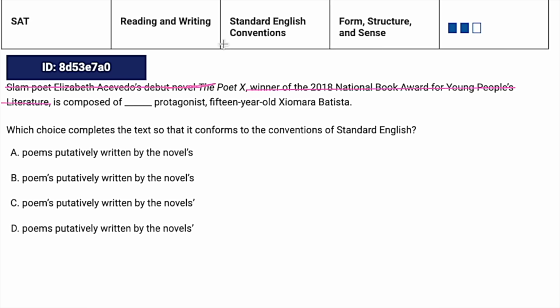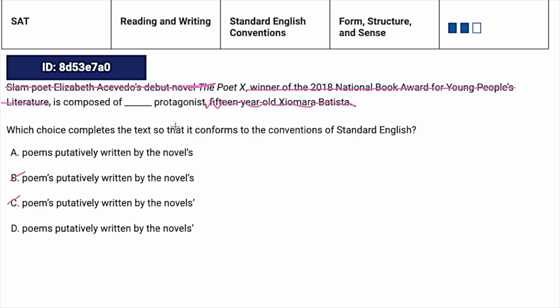"Poet X is composed of poems putatively written by the novel's protagonist, 15-year-old." Okay, and then I would also ignore this because this is extra information. So all we're focusing on are the poems possessive? Because I'm seeing in the answer choices we have options to make the poems possessive. We have the word putatively, which is not a noun. You cannot possess an adverb. So I can get rid of B and C for that reason.